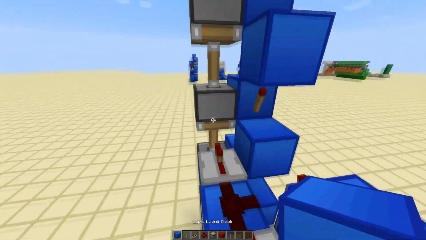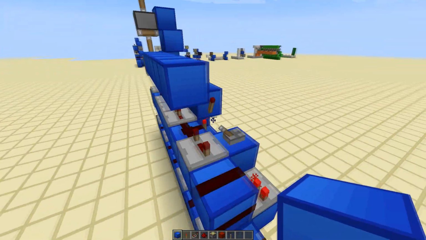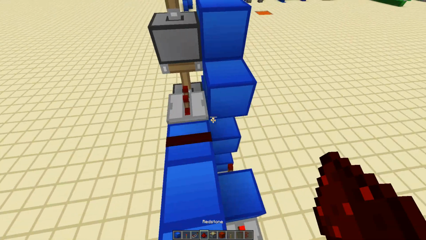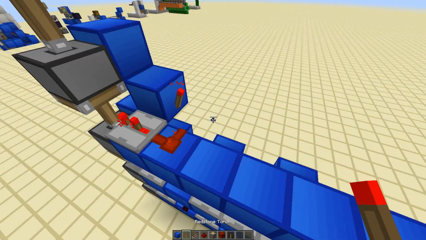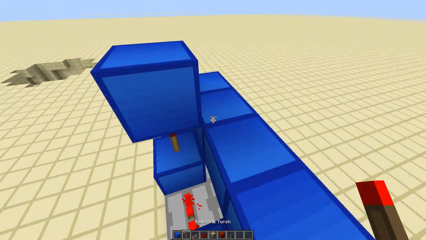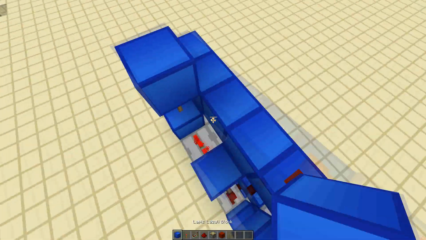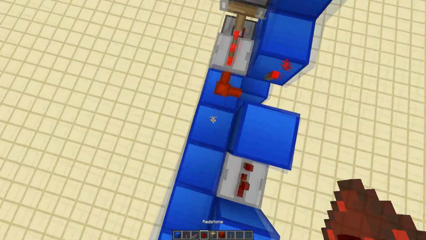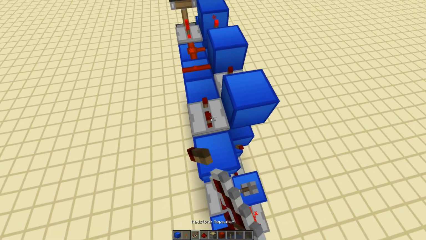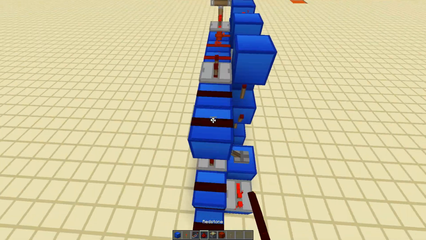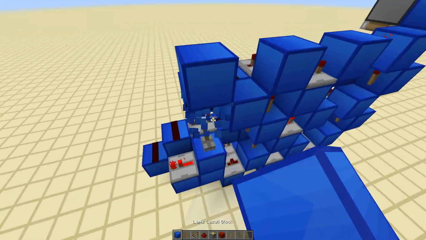So now on to the third and final layer. Put a two tick delay repeater, a dust, and a redstone torch right here, and then we can continue the redstone tower up. Then we can put a repeater going into here on two ticks and redstone dust. You need a three tick delay repeater, dust right here. Then we need two blocks up with dust, and then we need to do one of these here.